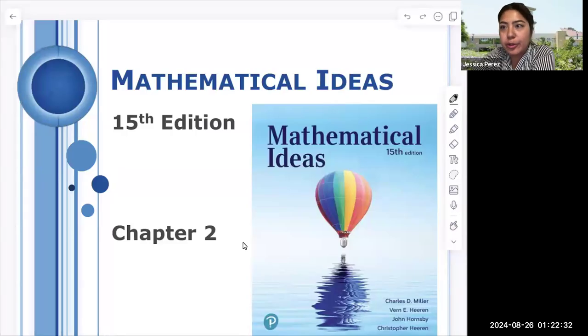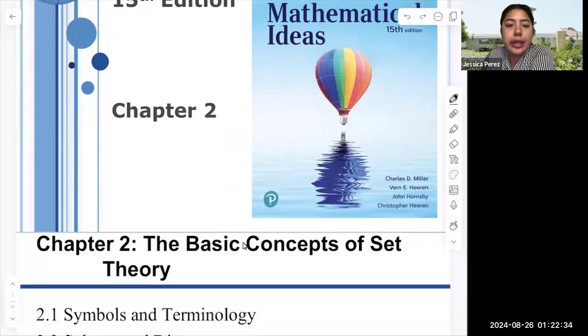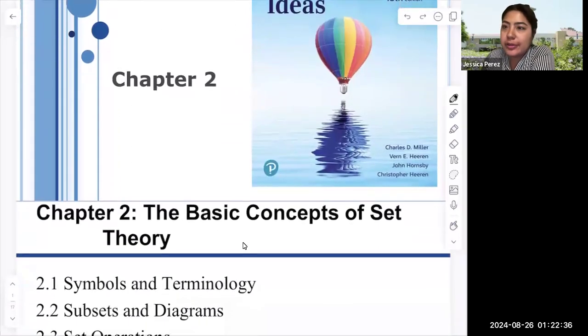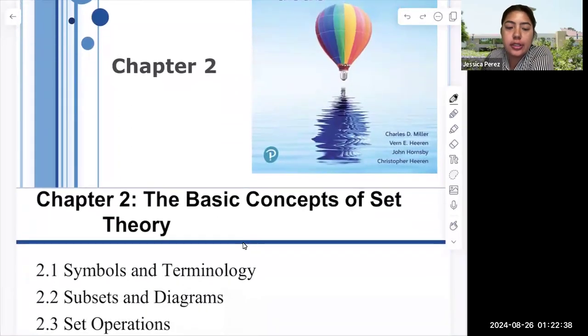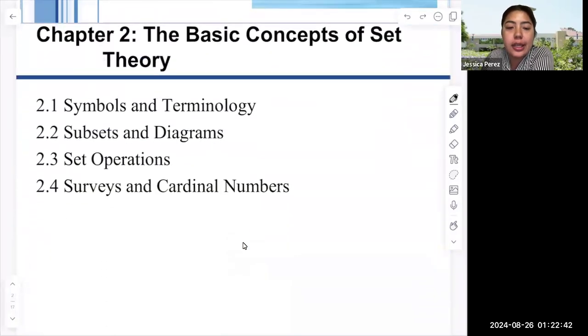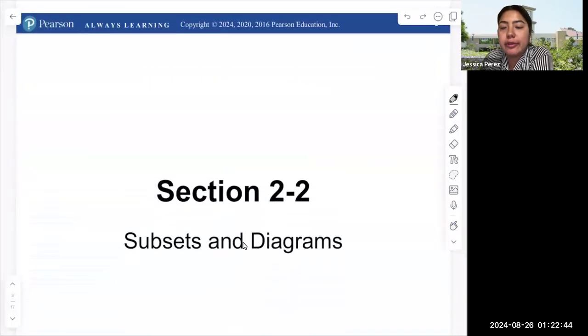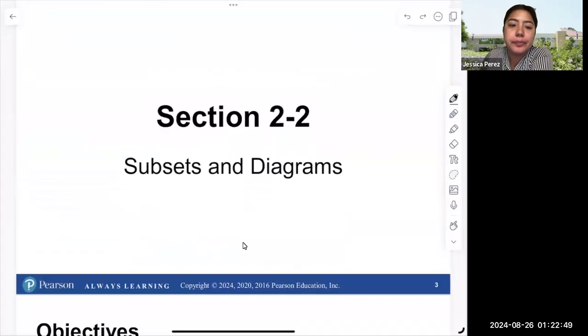Welcome back to chapter 2. In section 2.1, we talked about symbols and terminology. Section 2.2 is subsets and diagrams. So in this section, we're going to focus on what is a subset and we're going to talk about diagrams.